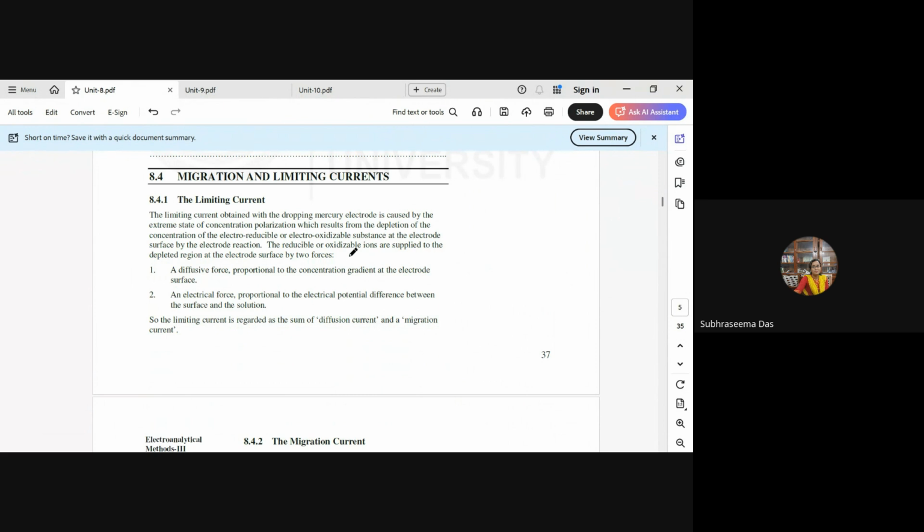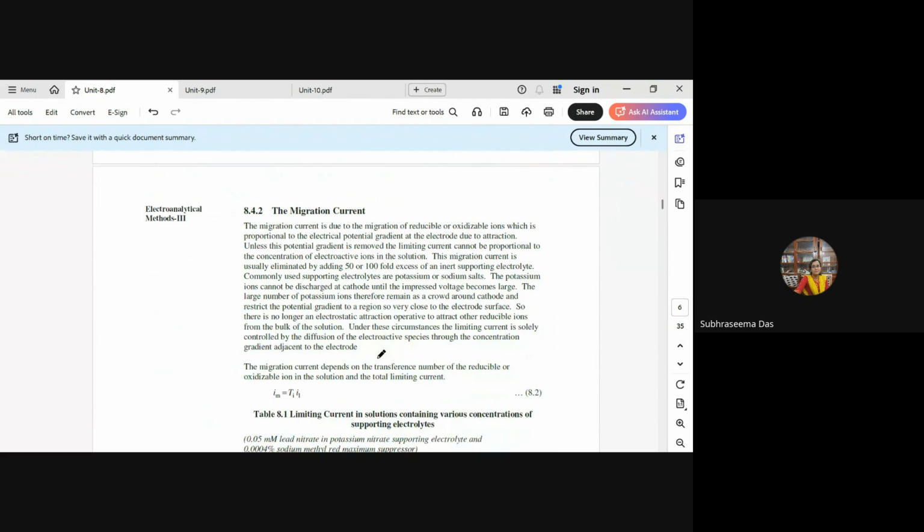The reducible or oxidizable ions are supplied to the depleted region at the electrode by two forces. The first is the diffusive force, which is proportional to the concentration gradient at the surface of the electrode, and the second is the electrical force, which is proportional to the potential difference between the surface and the solution. So the limiting current can be regarded as the summation of the diffusion current and the migration current. Now, what is the migration current?